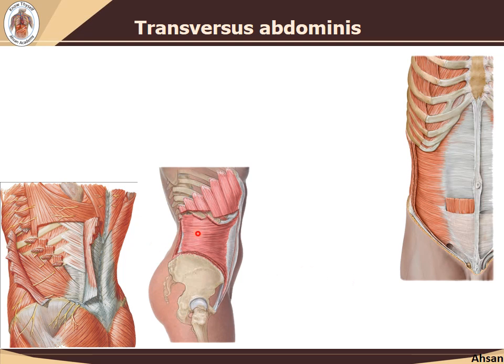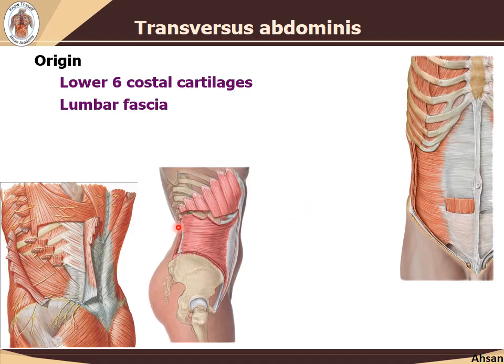Transversus abdominis. You can see these transversely placed muscles. It arises from above, posterior, and below. Above, it arises from the lower 6 costal cartilages. Then it gets the lumbar fascia, then the iliac crest, the lateral anterior 2/3 of the iliac crest. So the origin is from the costal cartilage, fascia, and iliac crest.